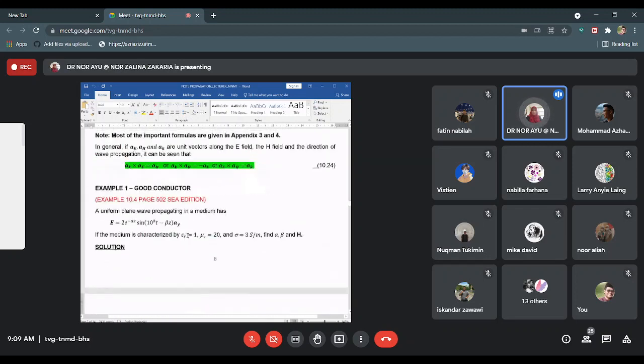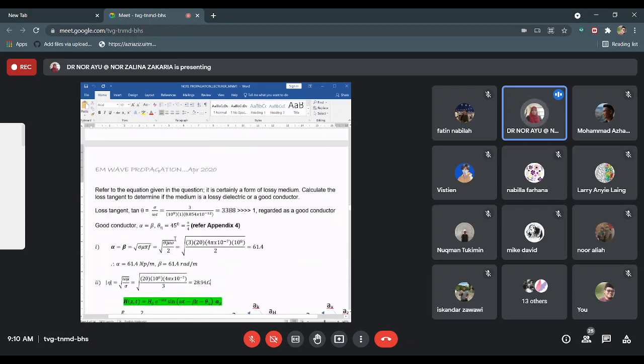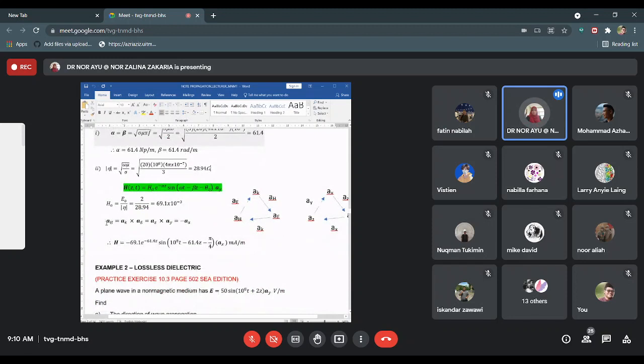Go back to your original signal for E. You have E = 2 e^(-αz) sin(10^8 t - βz), and the direction is AY, it is written here. So the direction of your wave propagation here is AZ, and the direction of your electric field is AY. Again, the direction of wave propagation is Z, and the direction of the E field is Y. Now you need to find the direction of AH.